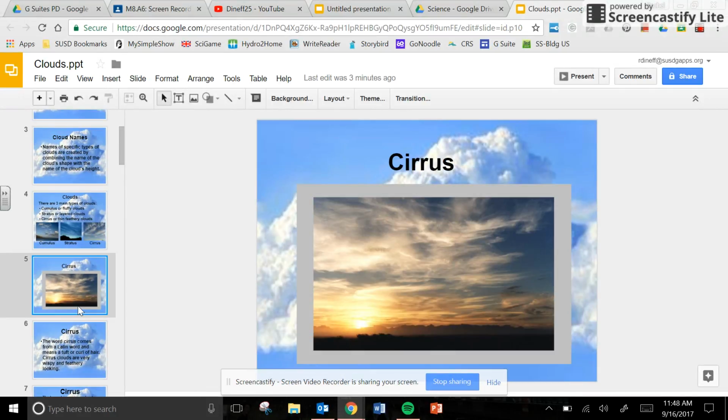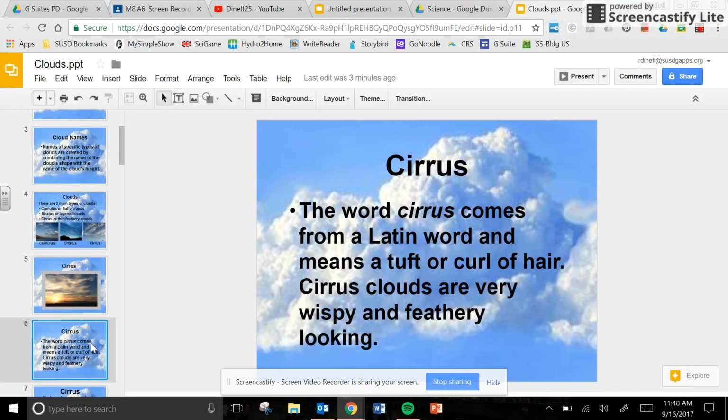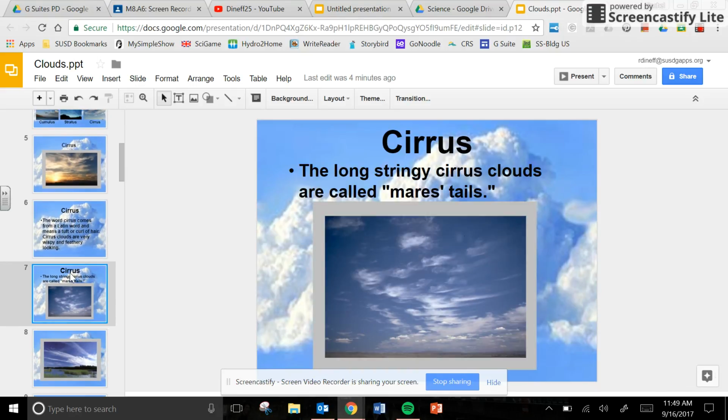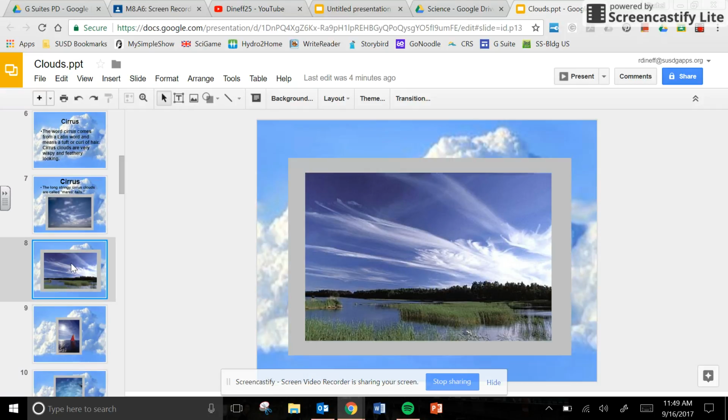So cirrus, as you can see, the thin feathery wisps. That's the first one we'll be discussing. The word cirrus comes from a Latin word that means tuft or curl of hair. That's why we call them wispy, feathery looking, because it looks like that tuft of hair. As you can see in the picture, long stringy cirrus clouds are called mare's tails. Again, a tail with that feathery kind of look.